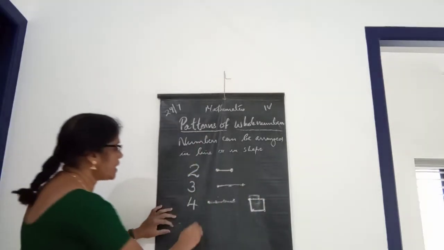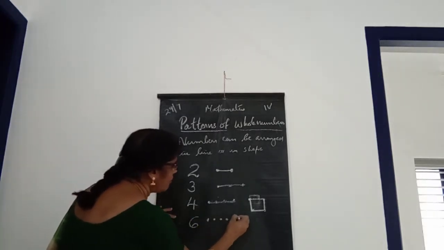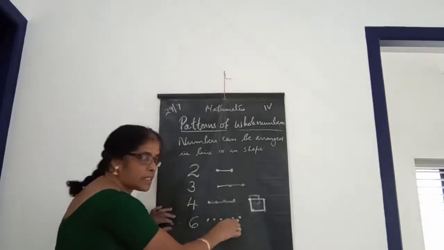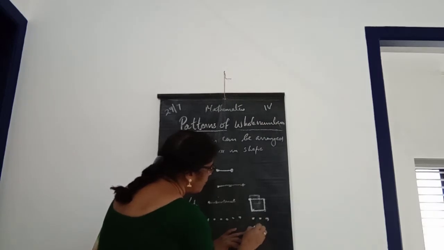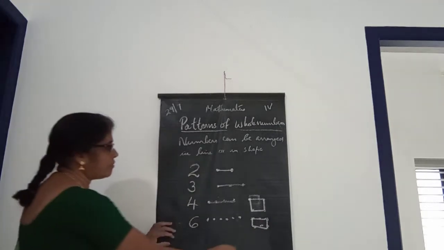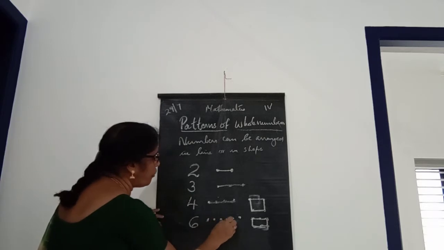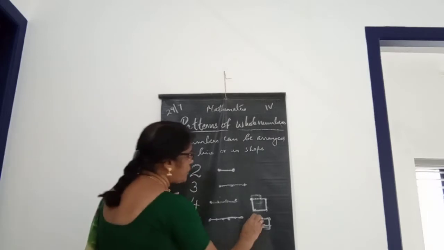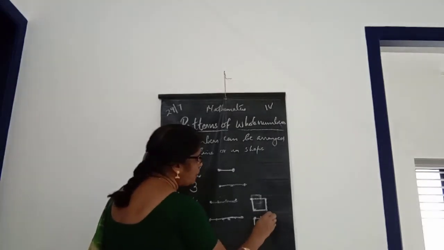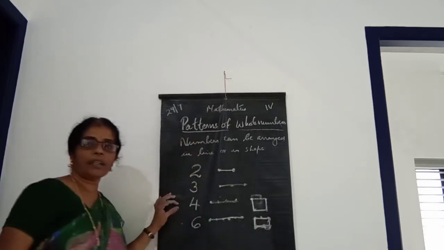Okay. And 6, if we take 6, that 6 also we can make in a line: 1, 2, 3, 4, 5, 6. And that 6 also we can make into another shape, that is a rectangle. 1, 2, 3, 4, 5, 6. That is a line, and we can make it a rectangle shape. Then we will get a rectangle shape.